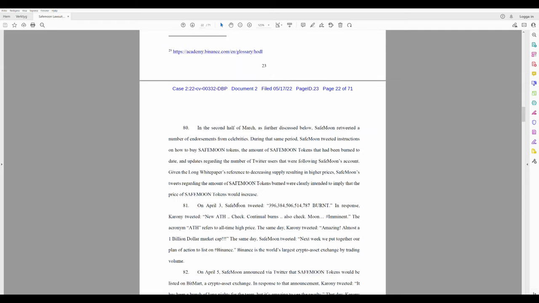Yeah. In the second half of March, as further discussed below, Safemoon retweeted a number of endorsements from celebrities. During that same period, Safemoon tweeted instructions on how to buy Safemoon tokens, the amount of Safemoon tokens that had been burned to date, and updates regarding the number of users that were following Safemoon's account, giving the long white paper reference to decreasing supply resulting in higher prices. Safemoon's tweets regarding the amount of Safemoon tokens burned were clearly intended to imply that the price of Safemoon tokens would increase.